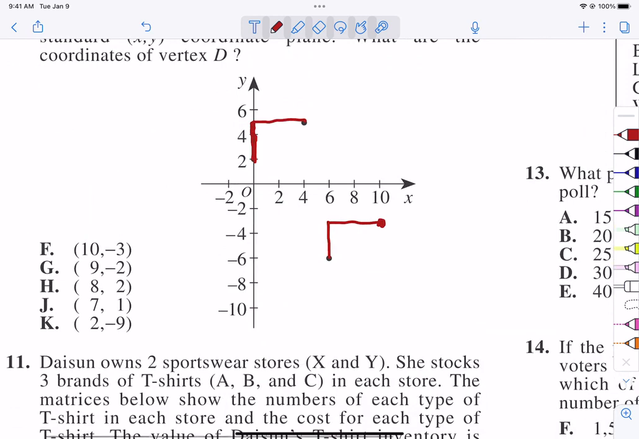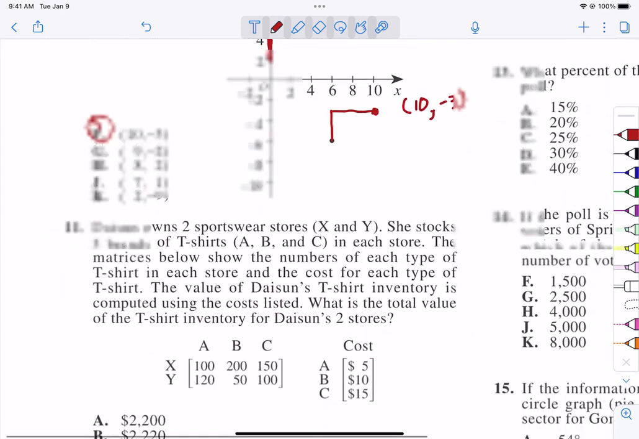Okay. So if you look at our coordinate here, would you agree that we landed at 10, negative 3? Yeah. The answer is F. Number 11.